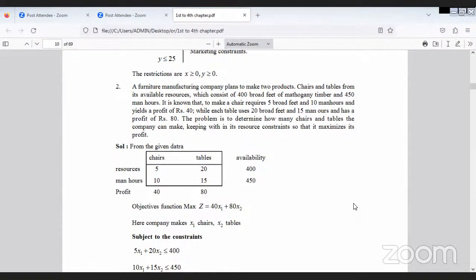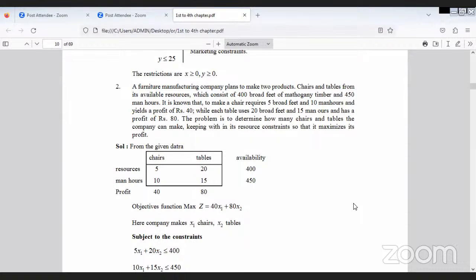and 450 man hours. It is known that to make a chair requires 5 board feet, 10 man hours and yields a profit of ₹40. While each table uses 20 board feet and 15 man hours and has a profit of 80.